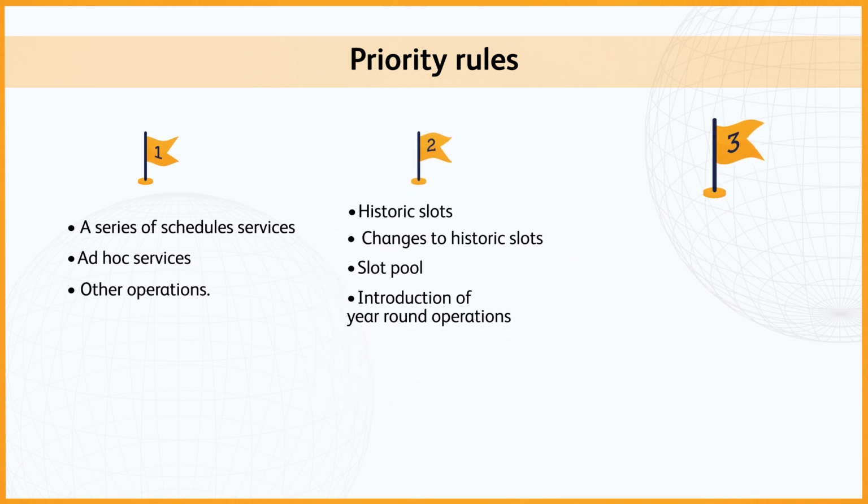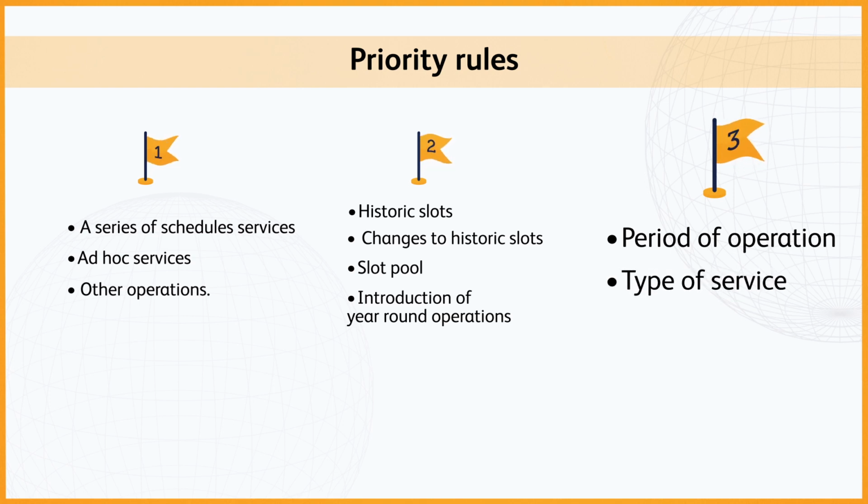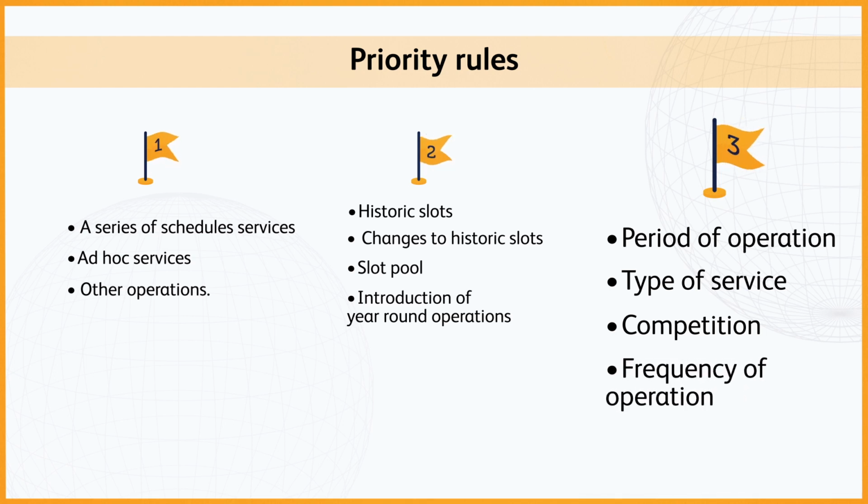Third key: 1. Period of operation. The longer period has priority over a shorter duration. 2. Type of service. Priority is given to scheduled passenger flights before charter flights and cargo. 3. Competition. Allocation of slots must allow competition on the airport. 4. Frequency of operation. Priority is given to daily flights versus weekly operations. Local guidelines may apply if local rules exist.